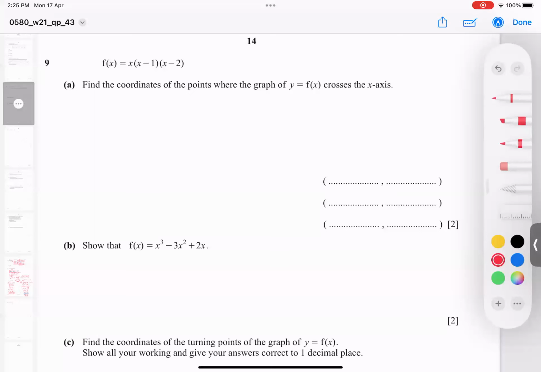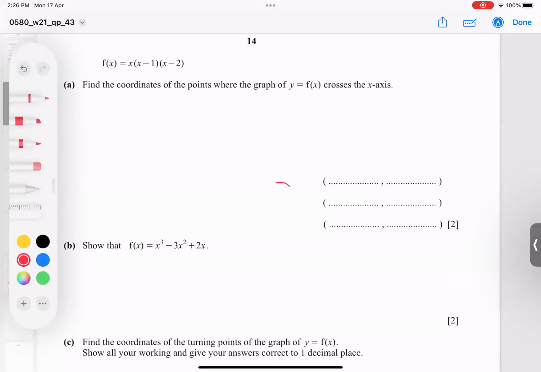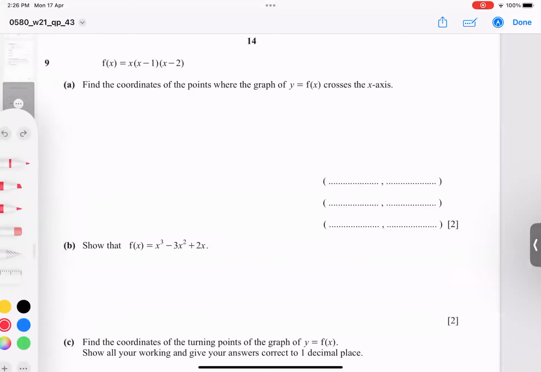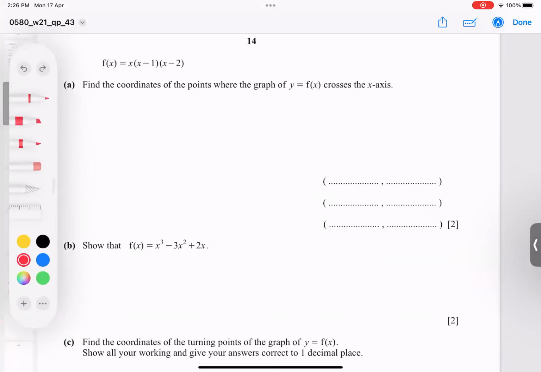Bismillahirrahmanirrahim. This is October 2021, variant 43. Question number 9, and the topic is differentiation. First of all, it says find the coordinates of the points where the curve crosses the x-axis. And all of you know that when a curve crosses the x-axis, one thing is common at all these points. What is that? y is 0.